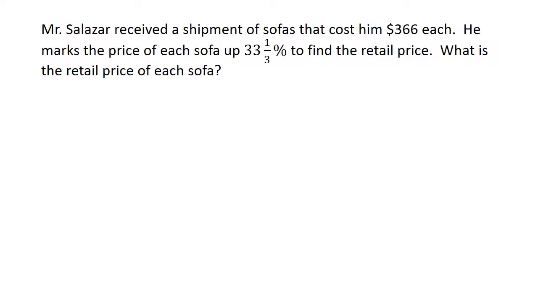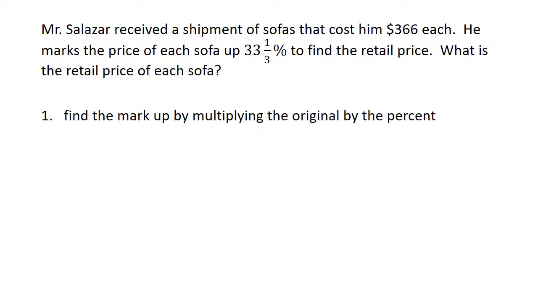So let's try going the other way. Mr. Salazar received a shipment of sofas that cost him $366 each. He marks the price of each one up by 33 1/3% to find the retail price. What is the retail price of each sofa? We're going to find the markup by multiplying the original by the percent. So I'm going to do my 366 times my 33 1/3. So 366 times 0.333. That's going to give me my markup. They're going to mark it up by $121.88.